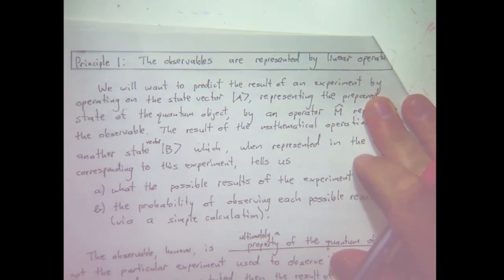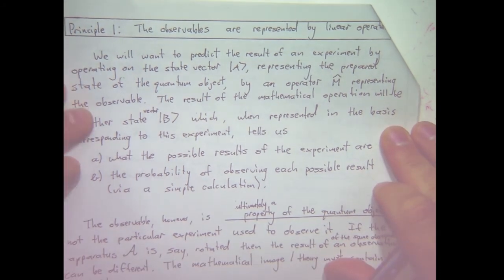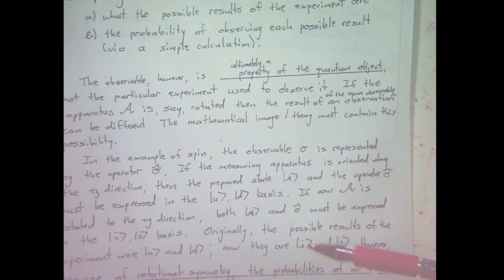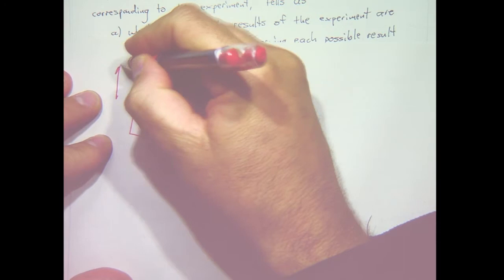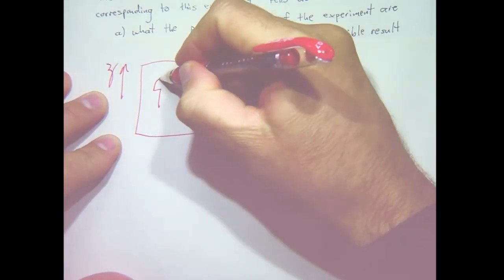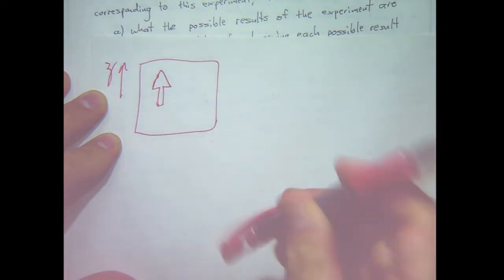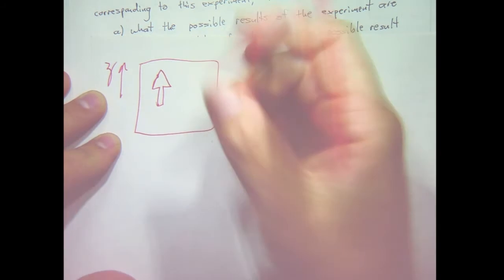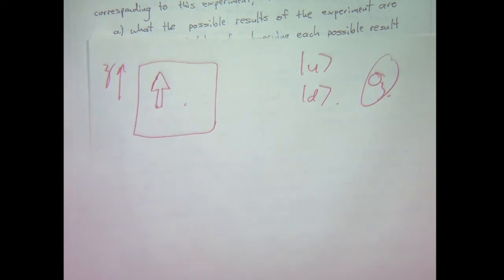Principle one: the observables are represented by linear operators. This just summarizes what I already said, so I don't need to say it again. Everything we've got up until now has been with the viewpoint that in the end, we're going to rotate the apparatus so that it points in the same direction as the positive z-axis, and make the measurement. So the state is prepared in some arbitrary orientation, and we rotate the apparatus and do this measurement. So we have used the up-down basis. We've been measuring sigma z in the end.